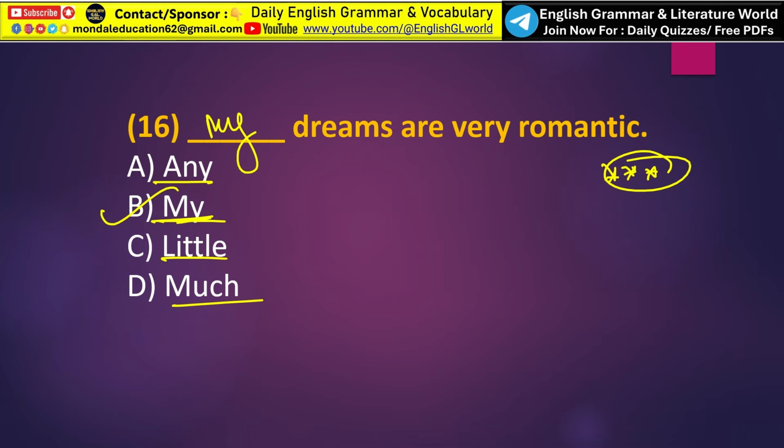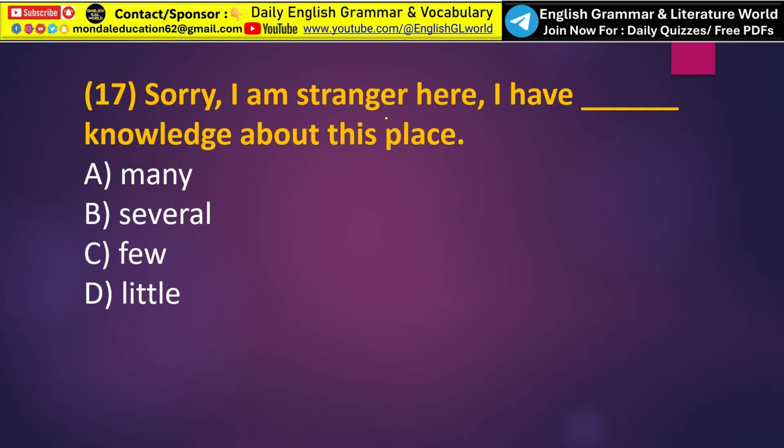Here the noun is dreams. The sentence talks about the speaker's dreams, so we need a possessive determiner. So my is the correct answer, like my book, my bag, their house, our school. Understand? Next.